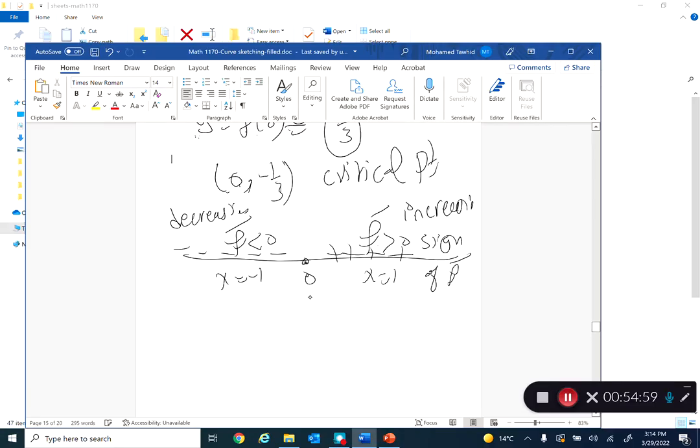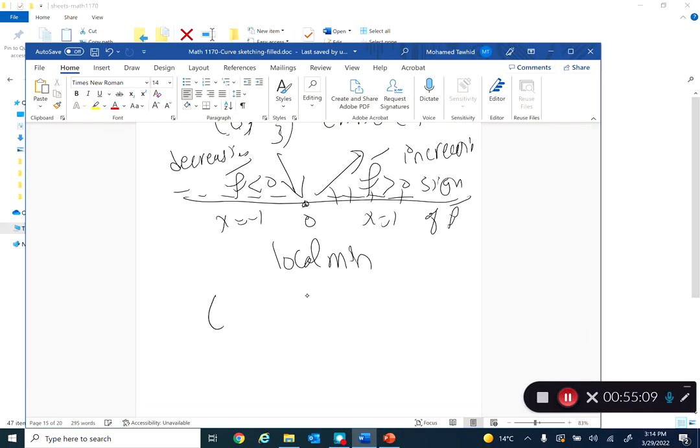All right. So now what do you have? The function is going down and then going up. So what do you have? Local min, right? Local minimum. And what is the value of your local minimum? Your x equals 0, and what is your y? Negative 1/3. So that is our local minimum.